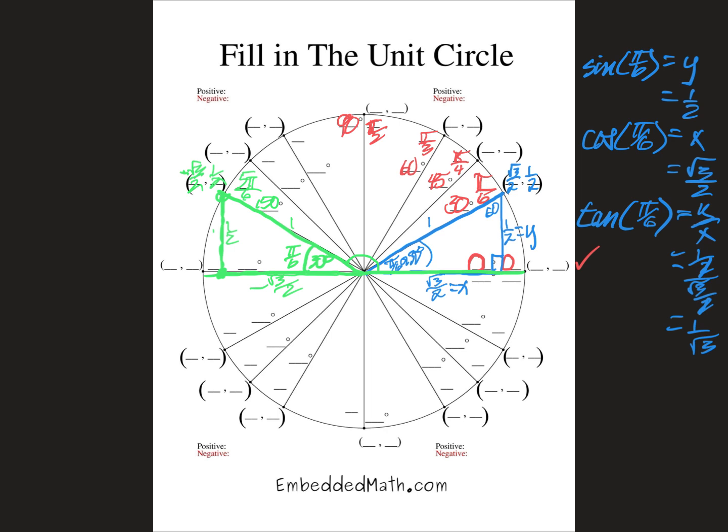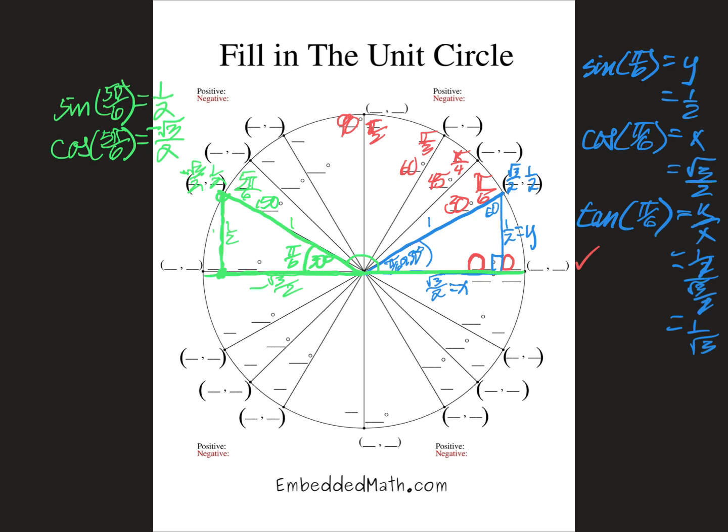So I can come in here and I can go, oh, what's the sine of 5 pi over 6? Well, it's still equal to y, or 1/2. What's the cosine of 5 pi over 6? That is equal to x, but in this case, the x is negative square root of 3 over 2. Okay?